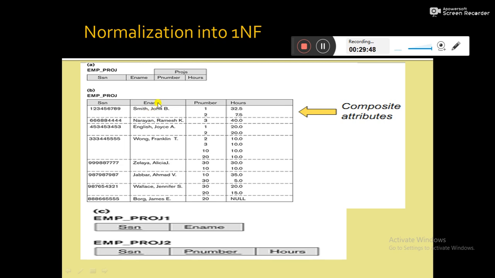So ename is a composite attribute because ename consists of first name and last name. Based on that data, we can say that this is not in 1NF. So further we can break it up. It is more perfect if we write it this way: SSN arrow first name arrow last name, then it will be in a more accurate 1NF.